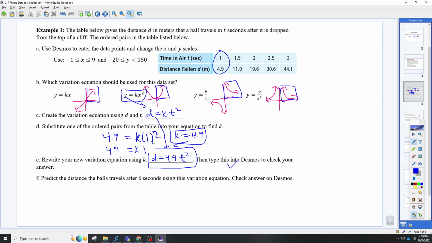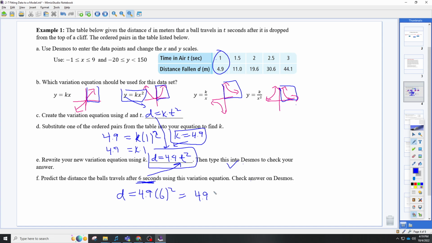The last part of this question says, predict the distance the ball travels after 6 seconds using this variation equation. Then we'll check it in Desmos. So after 6 seconds, that's going to be our time. We're going to plug that in for t to find how far the ball has traveled. So we have d equals 4.9, and then we're going to plug in 6.